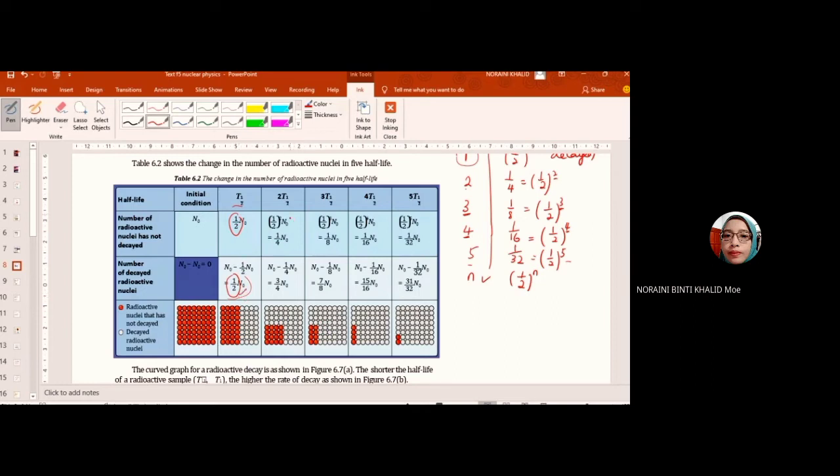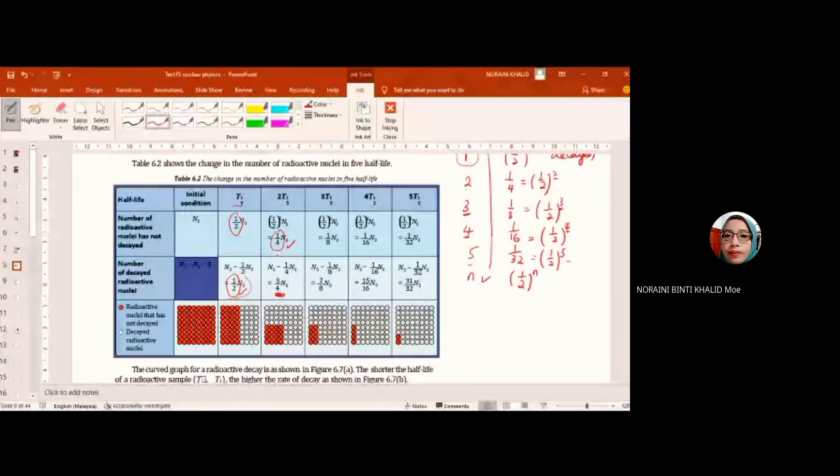Second half-life, 1/4 has not yet decayed. So the one that has already decayed is 1 minus 1/4, so you get 3/4. For 3 half-lives, 1/8 is left, so the decayed fraction is 1 minus 1/8, which is 7/8. And finally, for 5, you can see 1 minus 1/32 is 31/32.